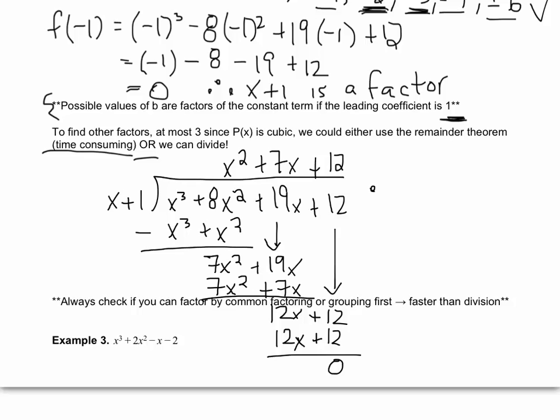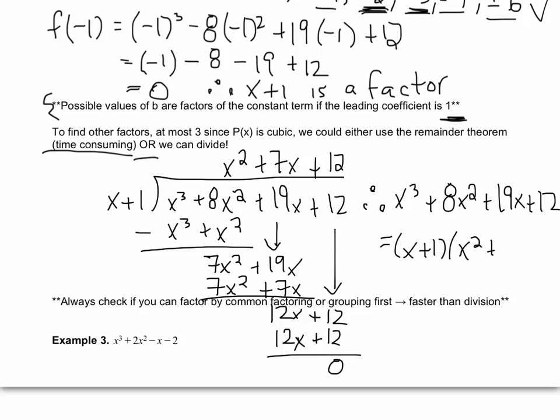That means that x cubed plus 8x squared plus 19x plus 12 is equal to x plus 1 times x squared plus 7x plus 12. Now that we've done this, we could factor this as well if we wanted to factor our entire polynomial. And it's pretty easy to factor that.